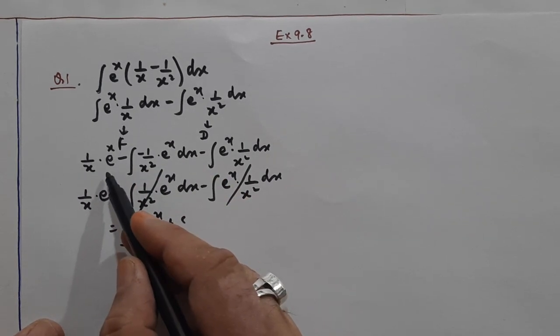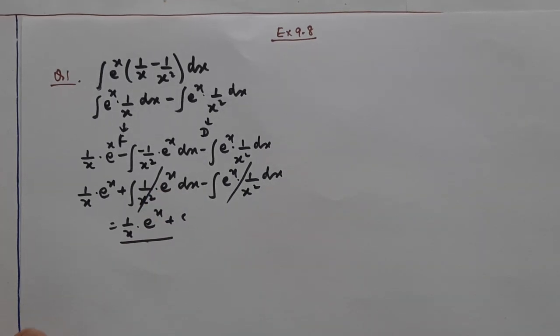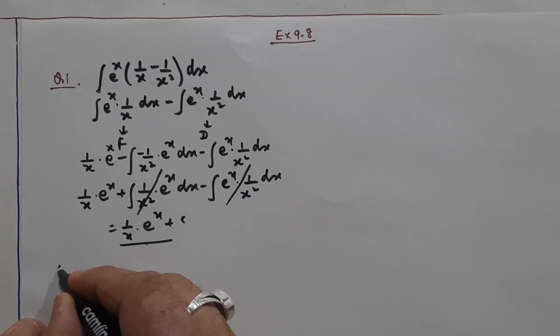So when we apply the product rule, this factor gets cancelled with this. So we get the answer 1 upon x e power x. Now similarly the second question.